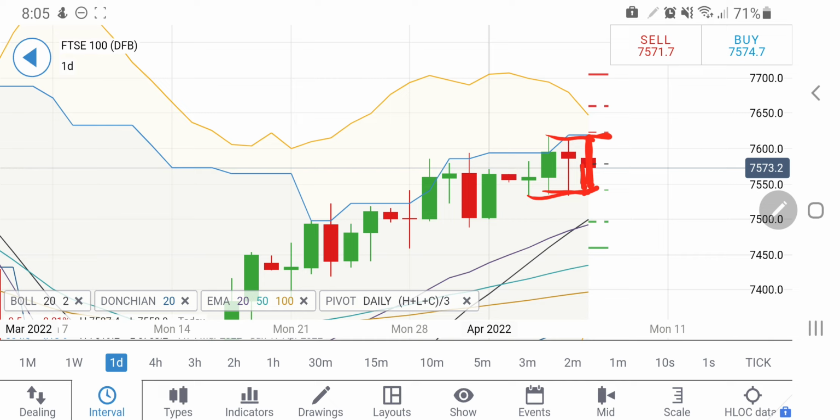Below 7,560, take a short entry for 7,540, 7,520 levels. On the upside, above 7,600, yes, you can take a long entry for 7,610 and 7,620, but beyond that it will definitely fly. Take your positions accordingly.